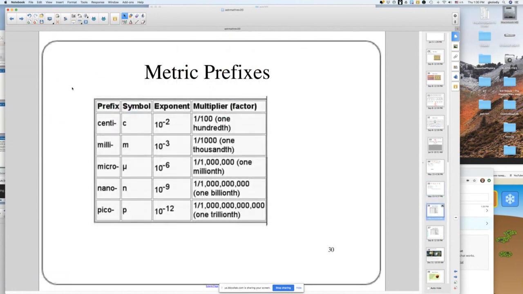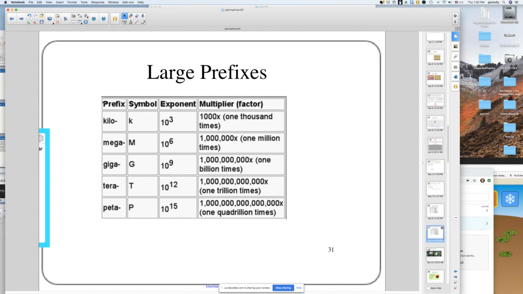So this sort of summarizes all the metric prefixes that are small: centi, and there's 3 more here that aren't used very much. So I'm just using every third one: milli, micro, nano, pico. And the large ones are kilo, and then mega, giga, tera. And you can keep going past that, peta.